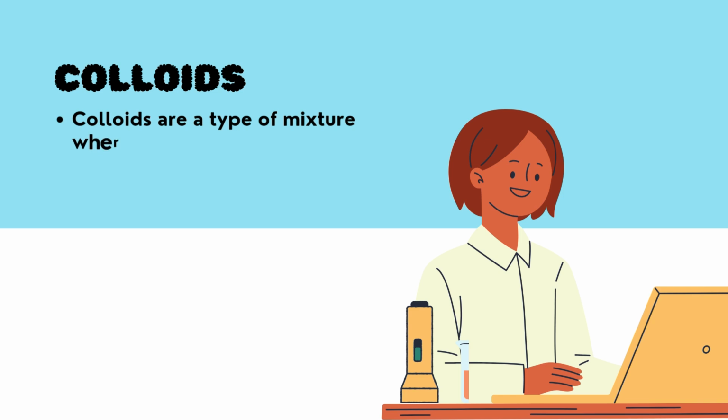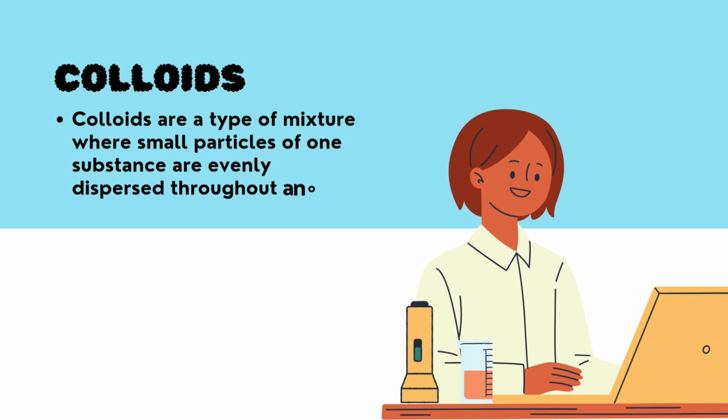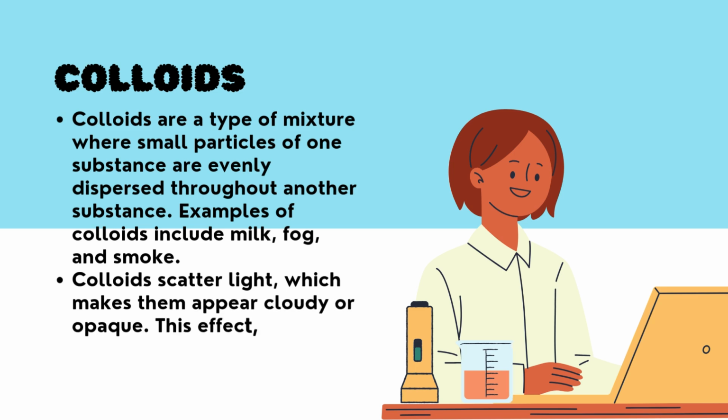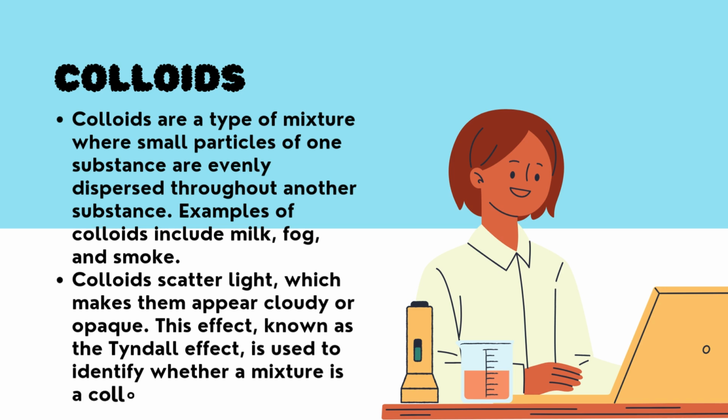Colloids. Colloids are a type of mixture where small particles of one substance are evenly dispersed throughout another substance. Examples of colloids include milk, fog, and smoke. Colloids scatter light, which makes them appear cloudy or opaque. This effect, known as the Tyndall effect, is used to identify whether a mixture is a colloid or a solution.